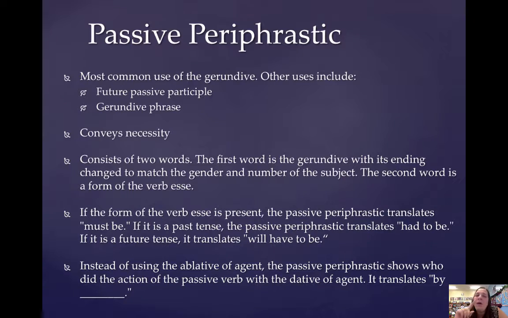Okay. One last thing about the passive periphrastic. Now, when we have used passive verbs in the past, we show who is doing the action of that passive verb by using an ablative of agent, right? The passive periphrastic does not use an ablative of agent. It uses a dative of agent, okay? It translates the same way, by whoever or whatever, whoever really. But it's a dative and not an ablative, okay? Remember that the ablative of agent uses a preposition ab, whereas the dative of agent does not use any preposition.